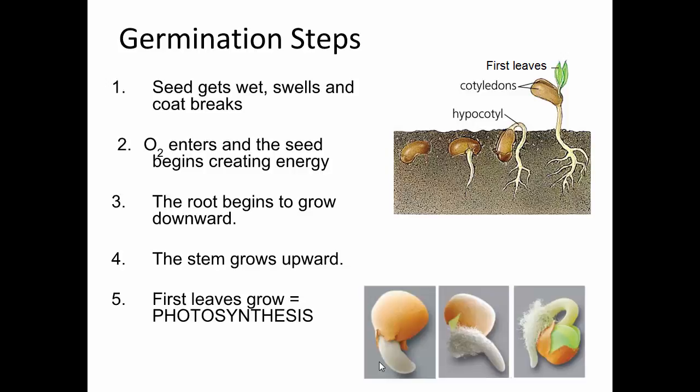These are called the cotyledons. And then the first leaves will start to emerge. And then it needs sunlight. Then photosynthesis is going to happen. It'll use up all the energy from the seed and start to get its energy from the sun.